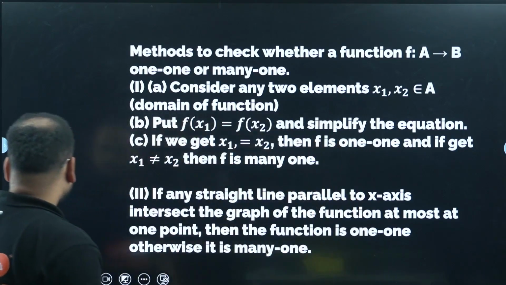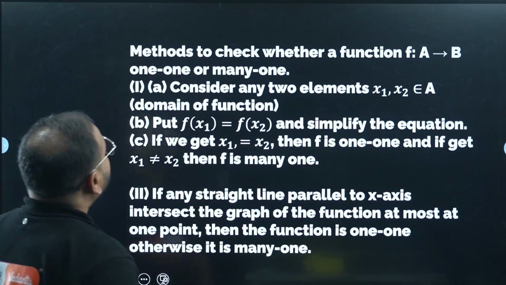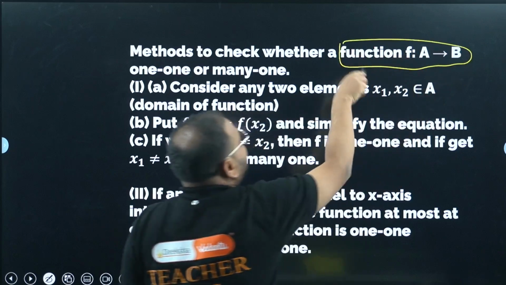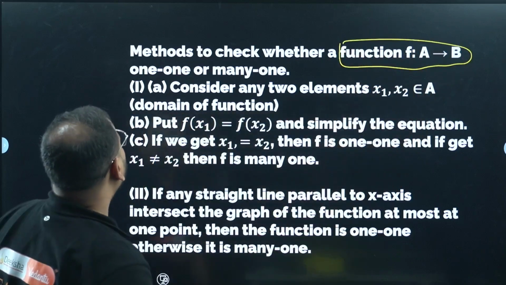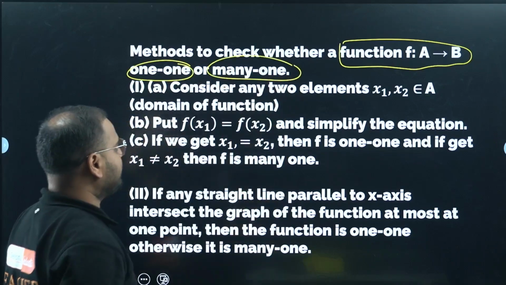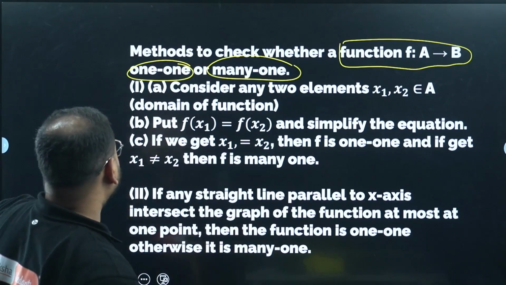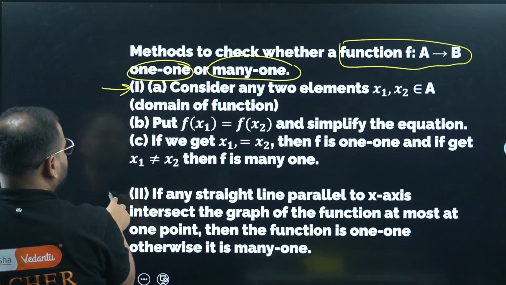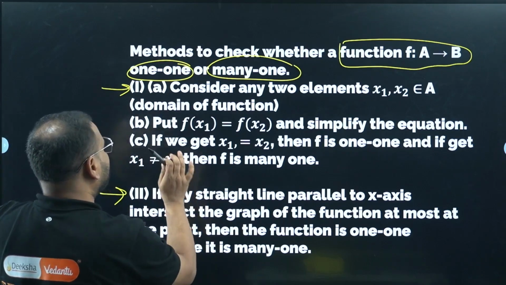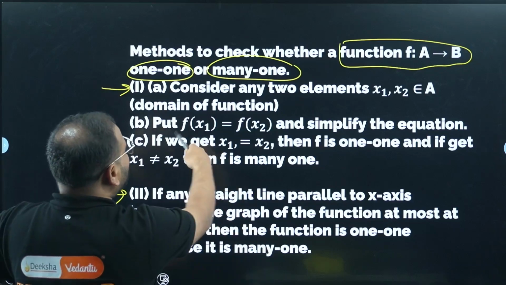Chaliye. So let's see the methods to check whether a function on sets A and B is one-one or many one. A is my domain, B is my codomain. Tell me, is it one-one or many one? Okay, how will we tell, sir? There are two methods, method number 1 and method number 2. Method number 2 is the graphical method. We'll come to that. Right now this I already explained.